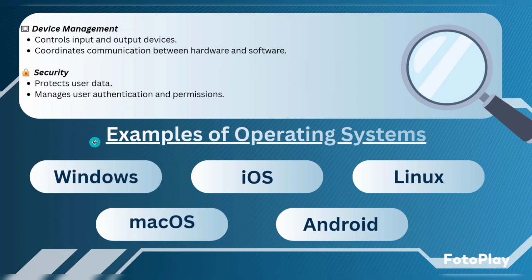There are various types of operating systems and they are Windows, iOS, Linux, Mac OS and Android. In the further slides, we are going to discuss how different types of operating systems are used in different areas of our daily life.